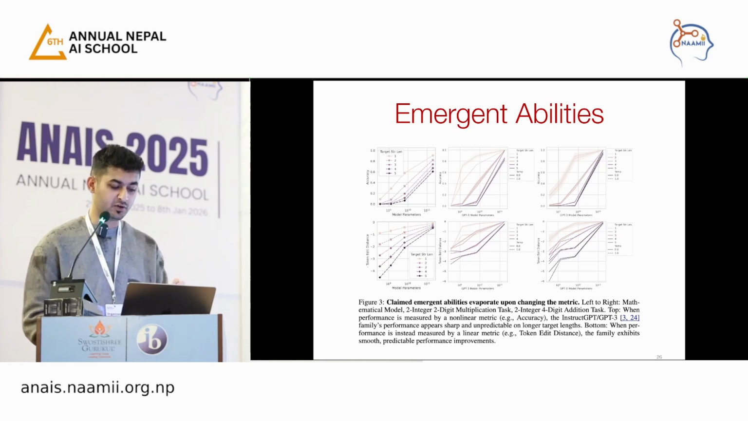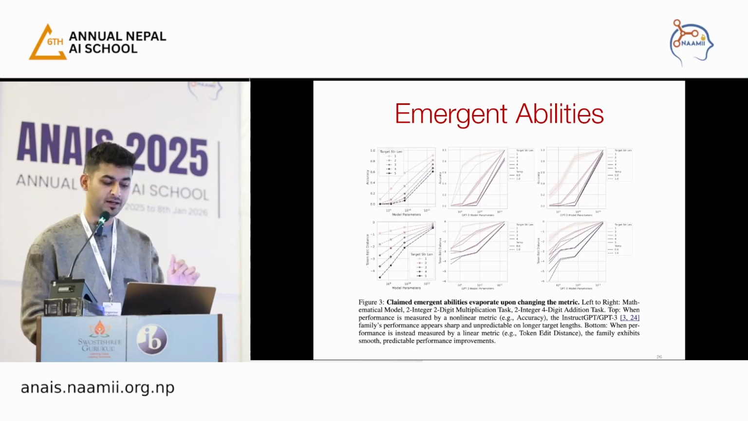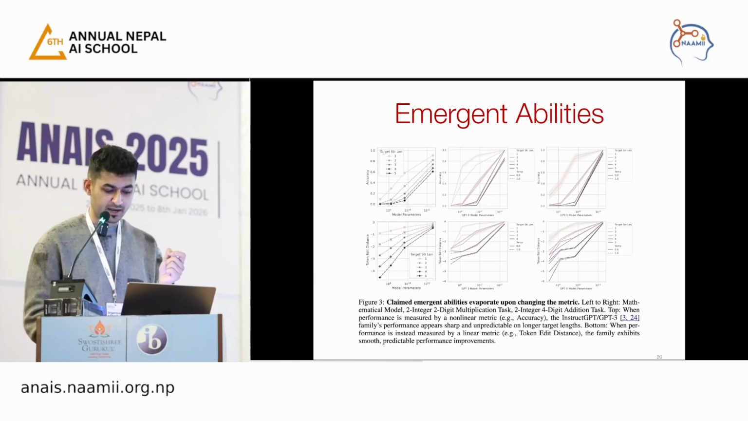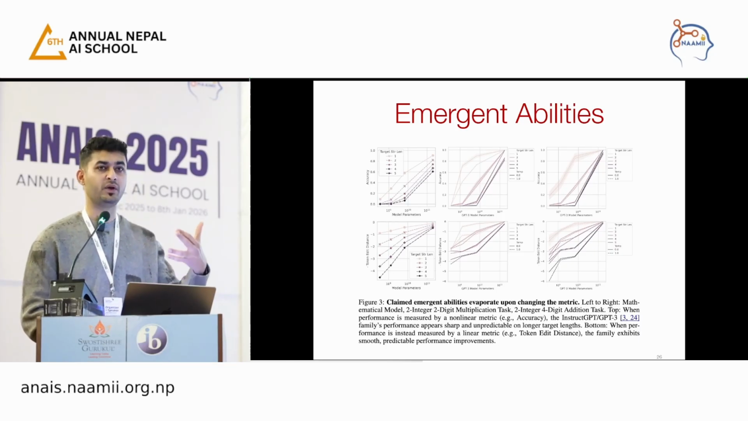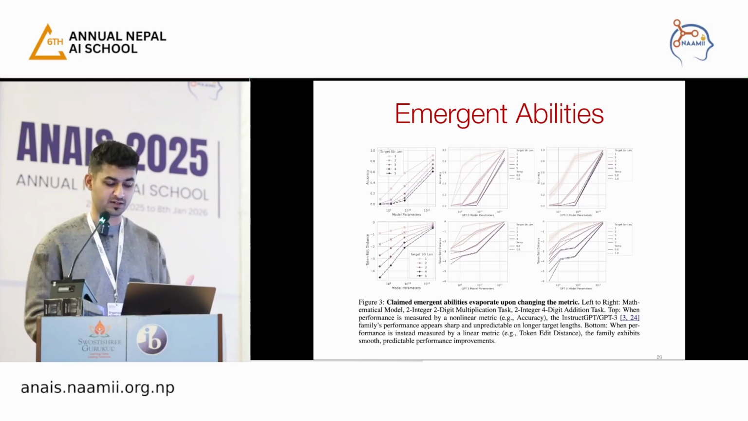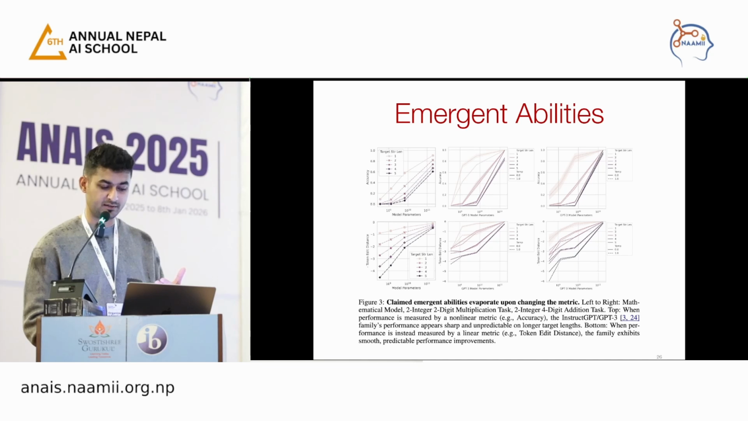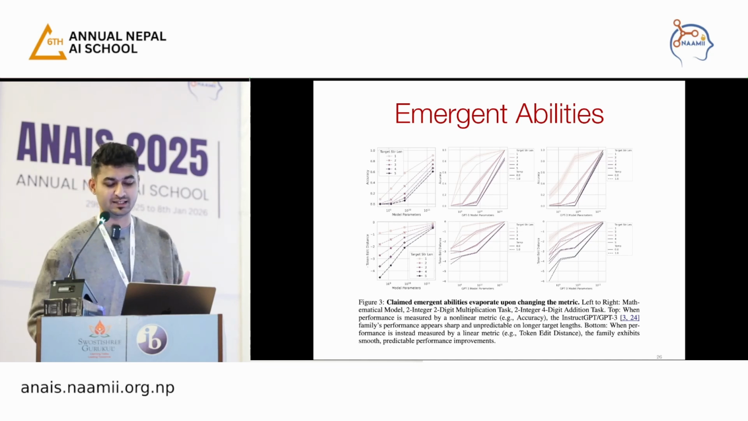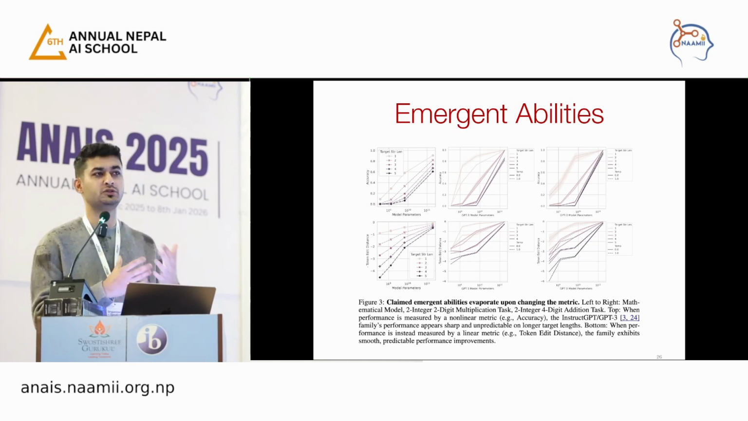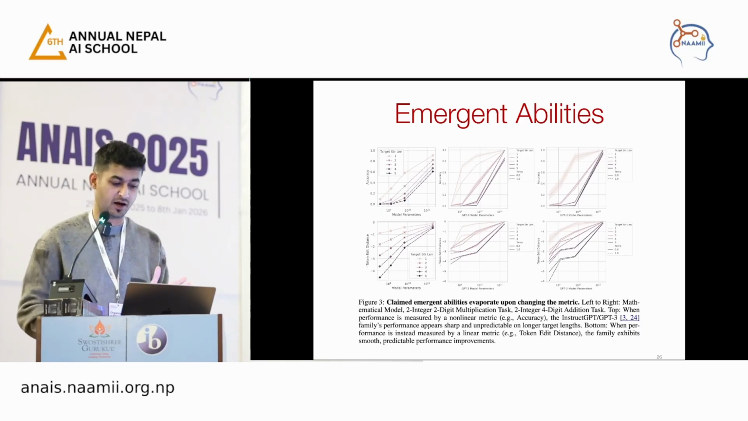But when they change the metric to something continuous, for example, the token edit distance, you can check out this paper if you're interested in more detail. But I just want to show here the trend is that instead of this kind of sharp curve, there's a very smooth curve when the metric is continuous and not just accuracy. So there's a smoothness here versus the sharpness here, and so on. So this is just to paint the picture of what emergent abilities are.